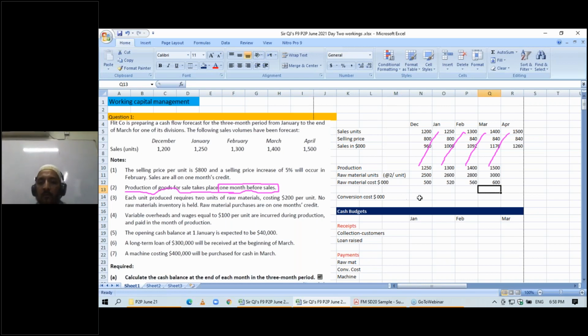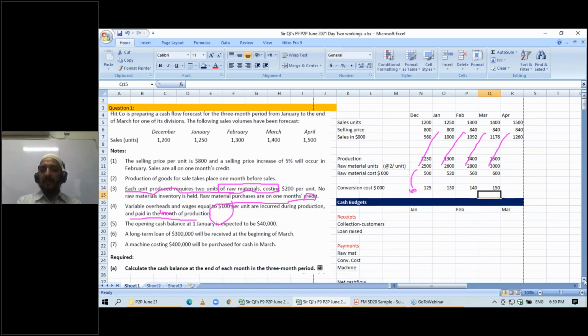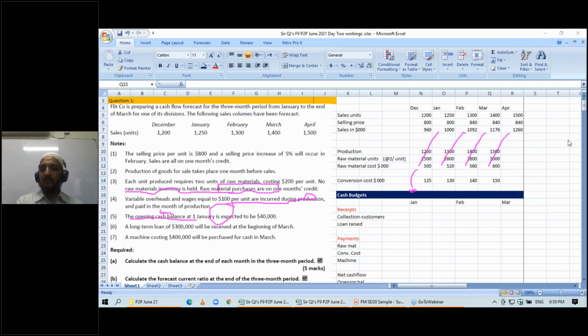Okay. Then conversion cost. Raw material cost was 200 per material unit, and conversion overhead, variable overhead and wages, these are known as conversion cost, is 100 per unit. So multiply 1250 into 100 to arrive at the conversion cost. So this gives you 125,000, then 130,000, then 140,000, and then 150,000. Okay. So now we are in a position to make the budget. We have made the basic workings. And now I'm making the budget.